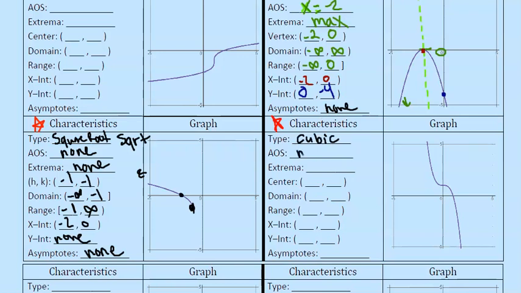There's no axis of symmetry, no extrema. The center, h comma k, would be this point right here, 0 comma 1. Domain and range for cubic functions is all real numbers, just like for cube root functions. The x-intercept is right here. We have 1 comma 0, and then the y-intercept is also the center in this case, 0, 1. And then there are no asymptotes.